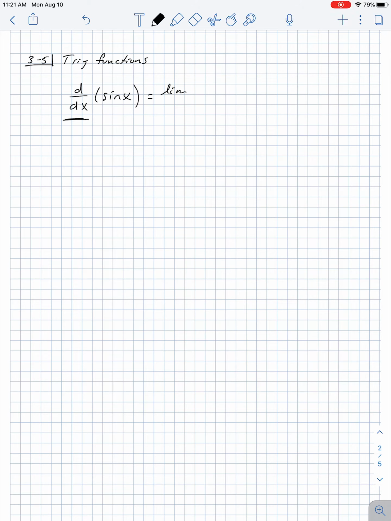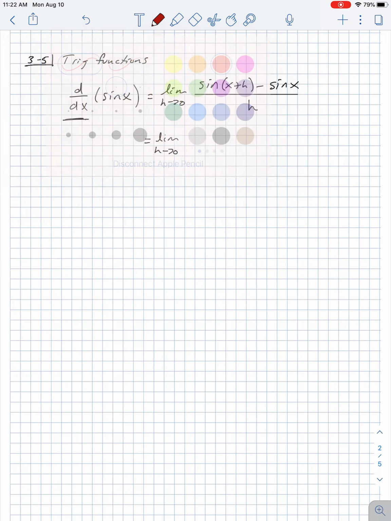So the difference quotient says limit as h goes to 0, and I take the function and I plug in x plus h. Okay, then I subtract the function itself and I divide by h. Now those pesky little identities and sum and difference formulas that you thought you'd never use again, well, guess what? Here they are. So this right here is the sine of the sum of two things.